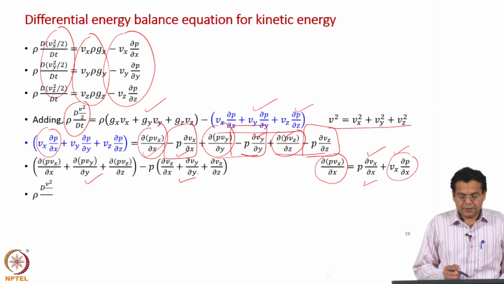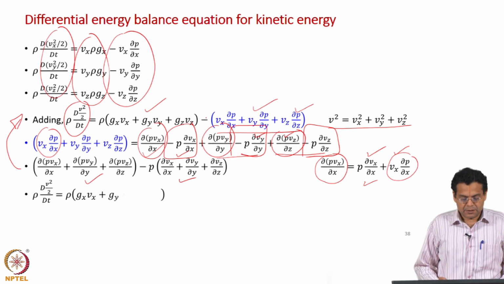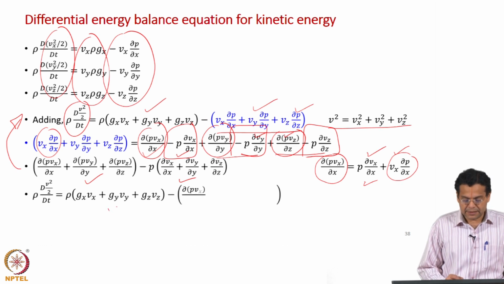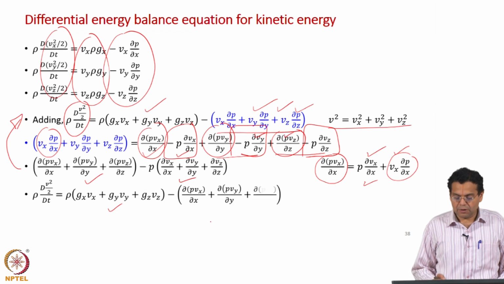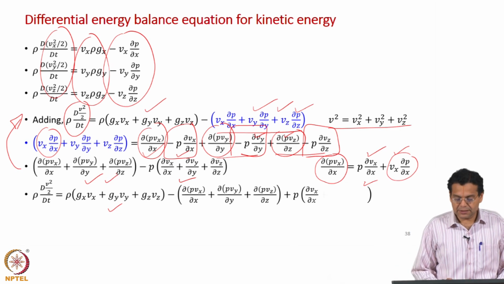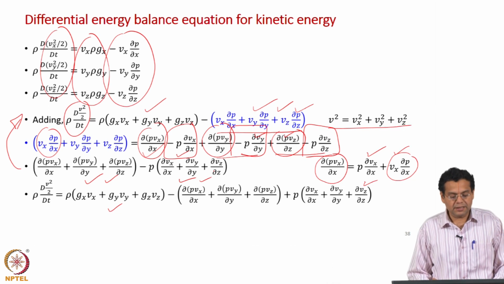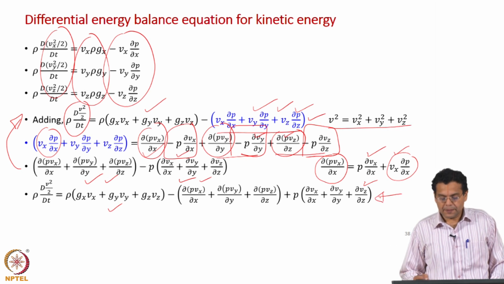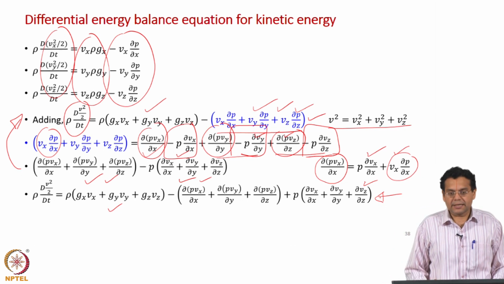And so, let us substitute them back here. Of course, here you have a minus. So, the left hand side is the same, and on the right hand side this term is the same, but instead of this term we have now got two sets of terms, that is minus of this and then plus of this term. So, just substituting this on the right hand side of this equation, now this is our equation, the differential energy balance equation for kinetic energy.